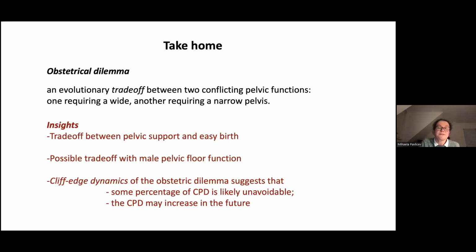So just a few take-homes. I think evolutionary trade-off is a valid model for human birth. And I think that the recent research has put forward quite a lot of insights. On the one hand, the trade-off between pelvic support and easy birth, possibly also with male pelvic floor function, and of course the cleavage dynamics that might also suggest that cephalopelvic disproportion may increase in future.